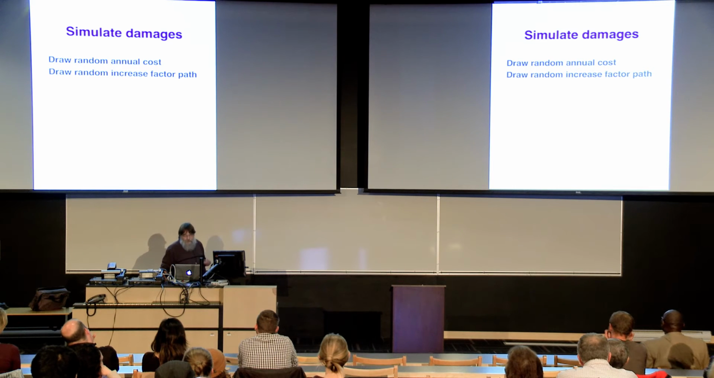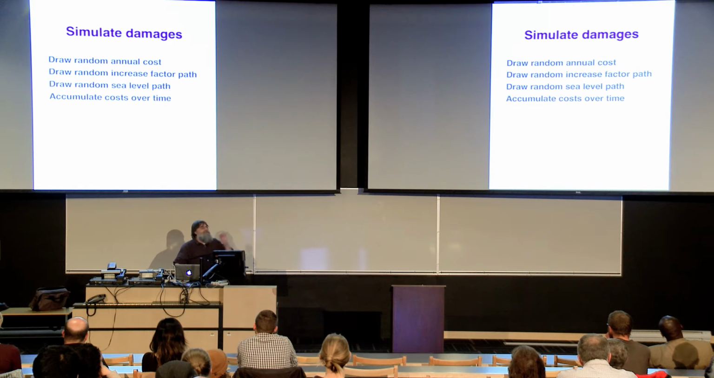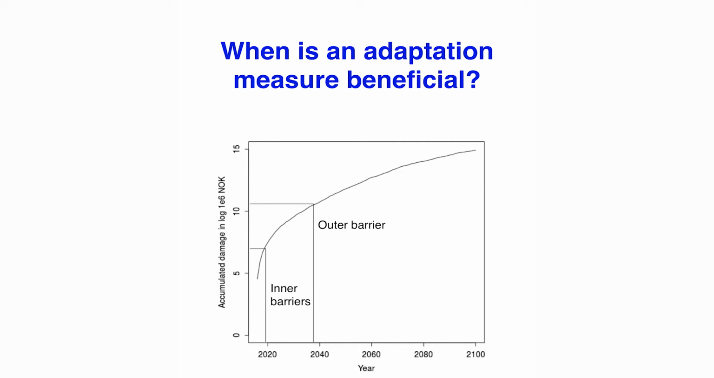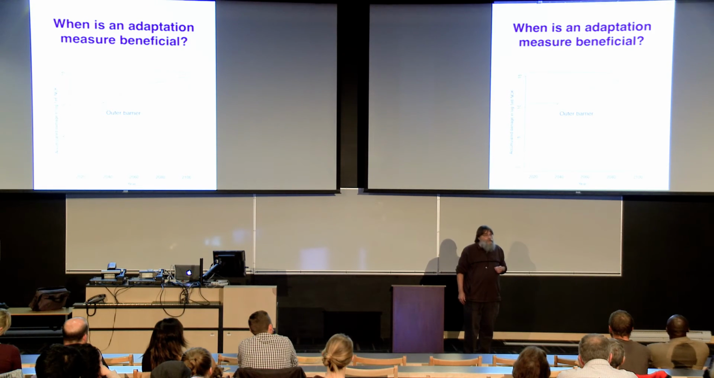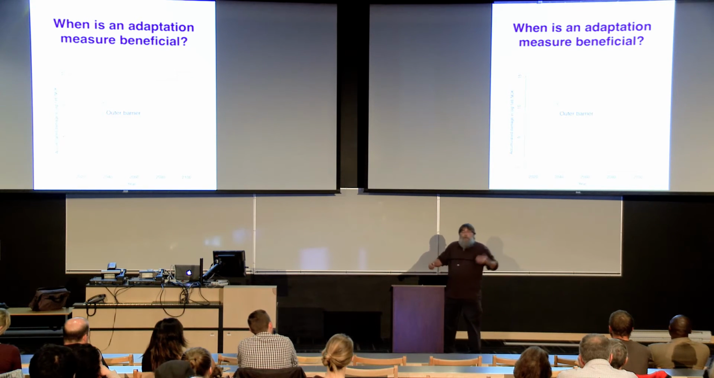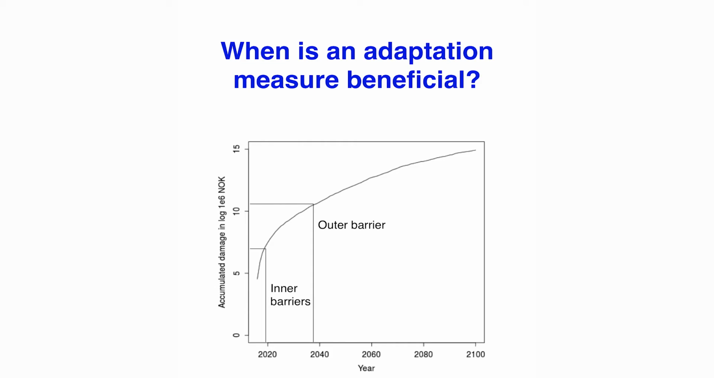Then we're going to draw random increase factor paths. So how much does it go up with a given sea level? And we're going to draw a random sea level path. And then we look at the upper 95th percentile of the cumulative cost. It goes up. This is on a log scale. 30 billion Norwegian crowns was the outer barrier cost. Well, if we wait till 2038, we risk having had that much cost. If we put in the 30 billion before that, we will be doing better. So this is how much it will cost if we just keep waiting.